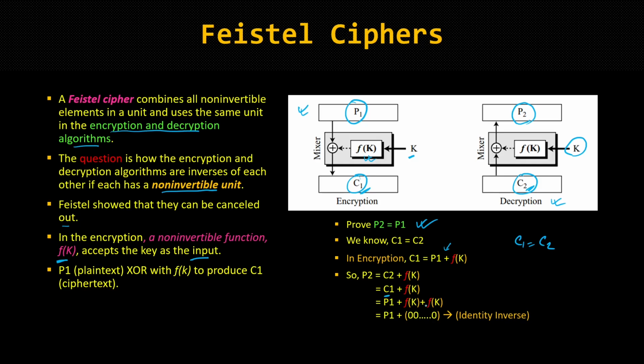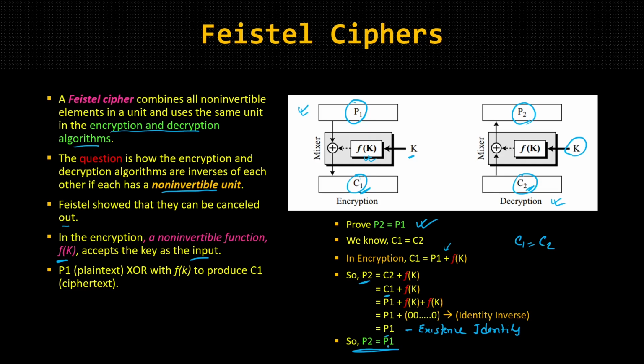Now this fk XOR fk. We know that if the same element is XORed with itself, then it will fetch us the identity, which is this one. Now if P1 is XORed with the identity, then we get P1 itself. So this is the existence of identity. Yes, so that is how we can say that P2 is equal to P1. So P2 equals P1, proved.